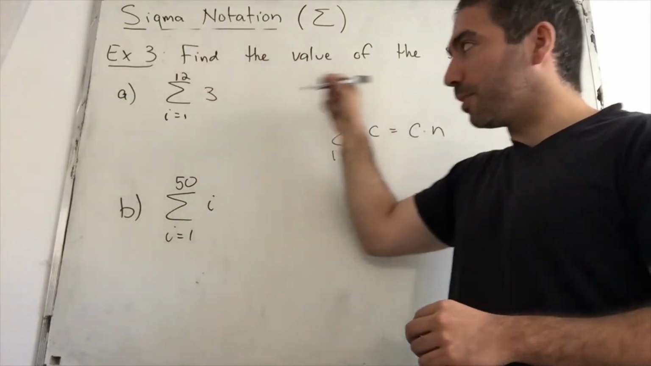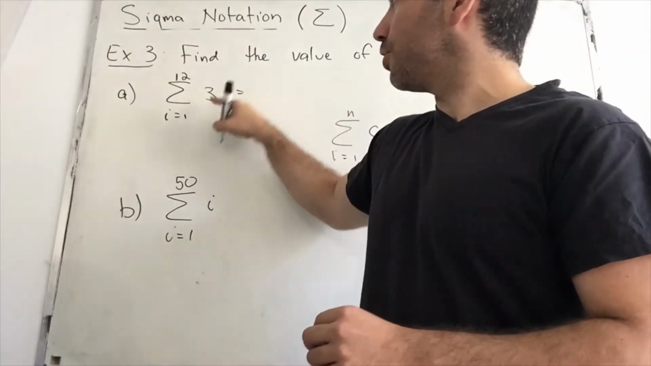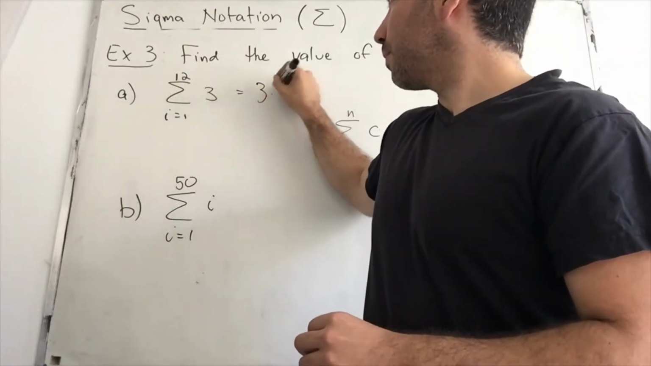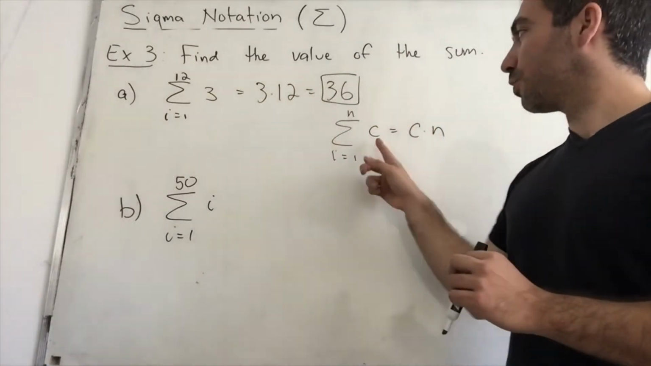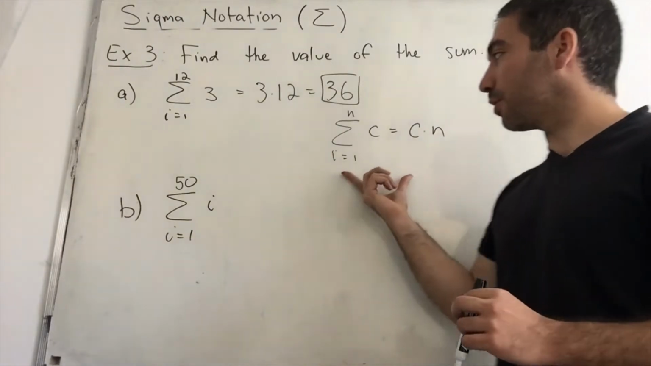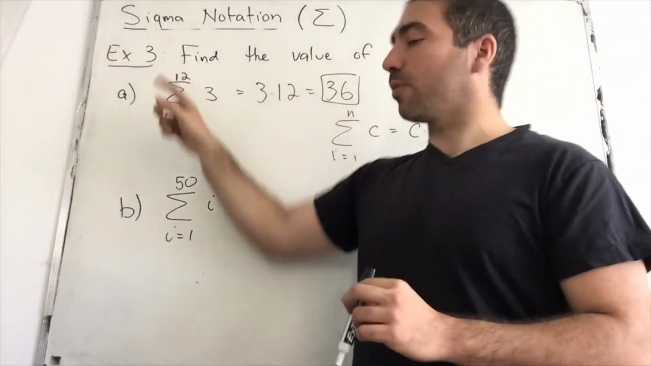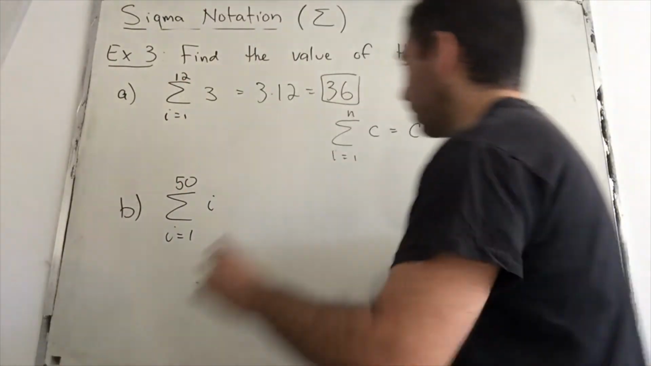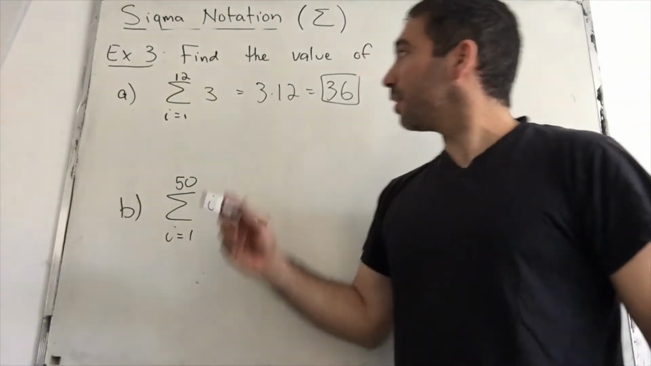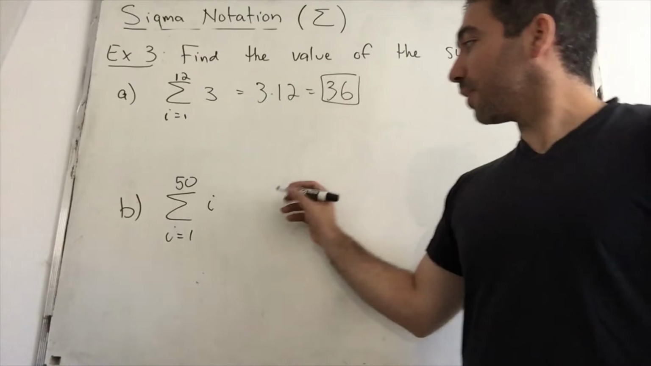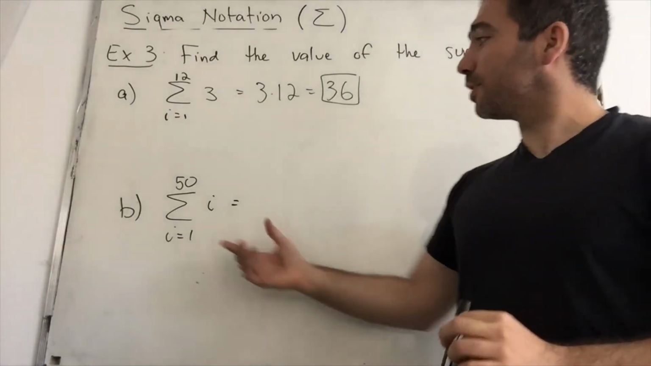So instead of adding 3 plus 3 plus 3 twelve times, we know this is just 3 times 12, which is 36. So we're using this property that we saw earlier: c times n, 3 times 12, and we're done. We could use our theorem just to simplify the problem for us. Let's look at the next one.